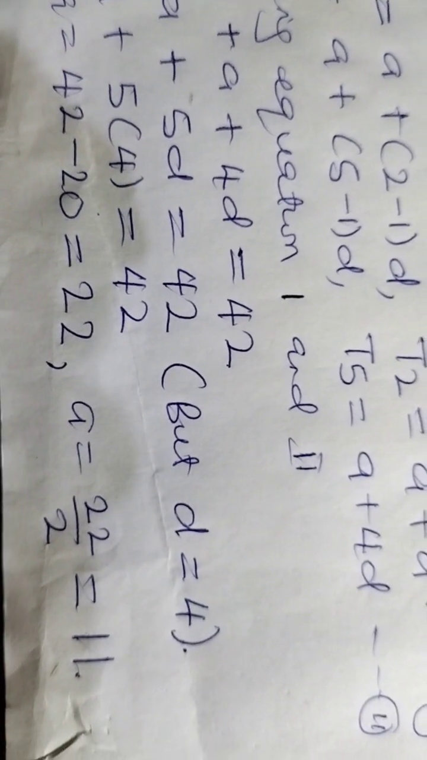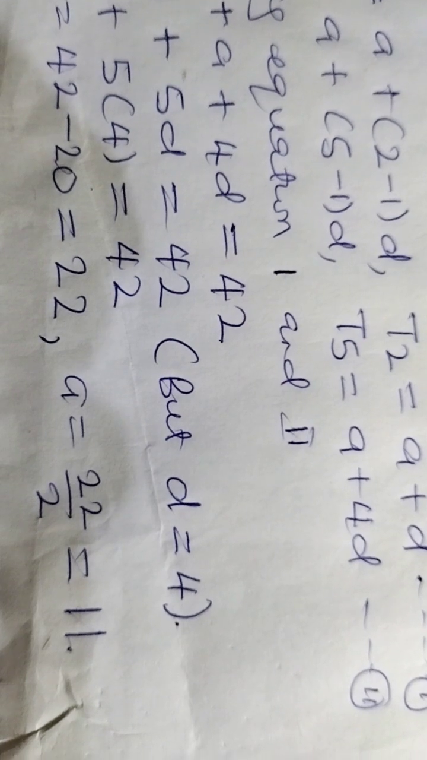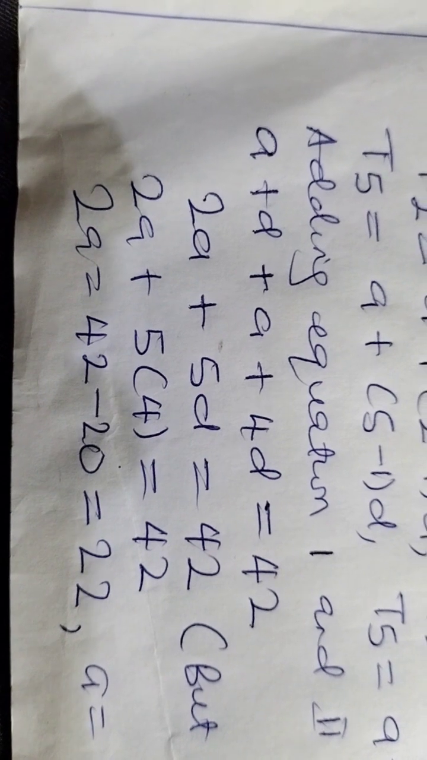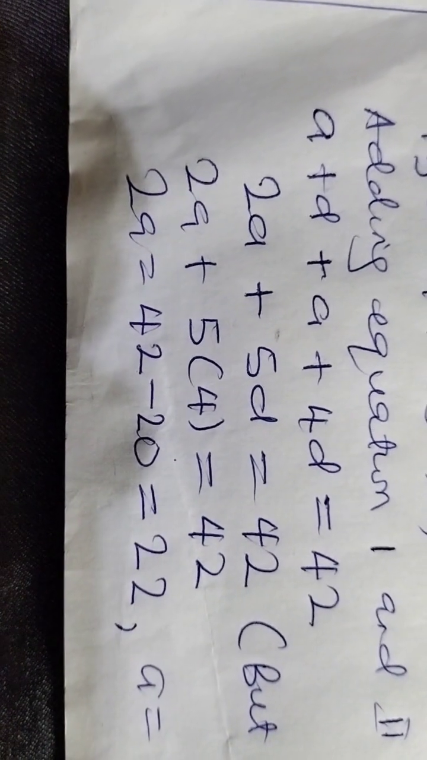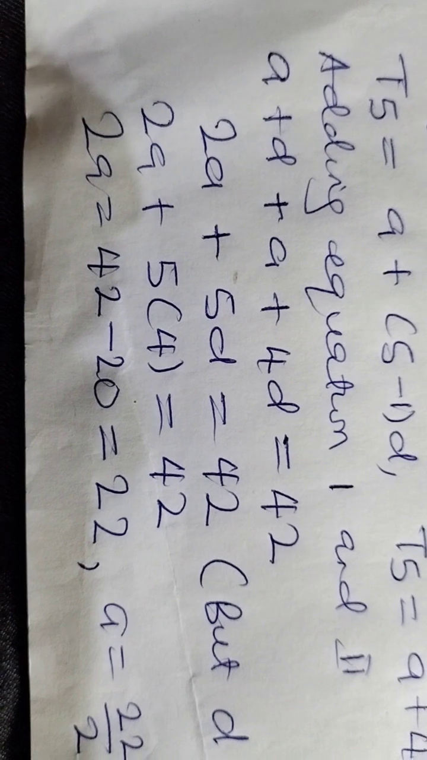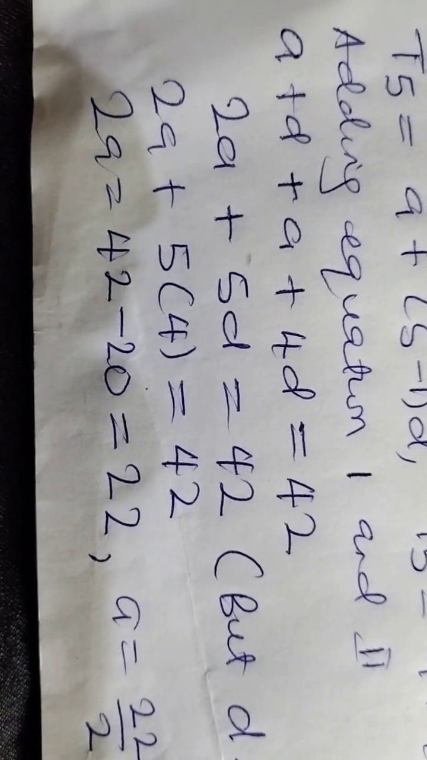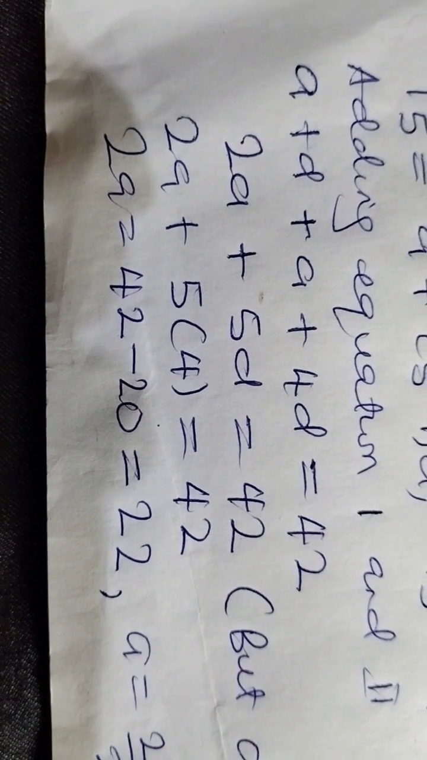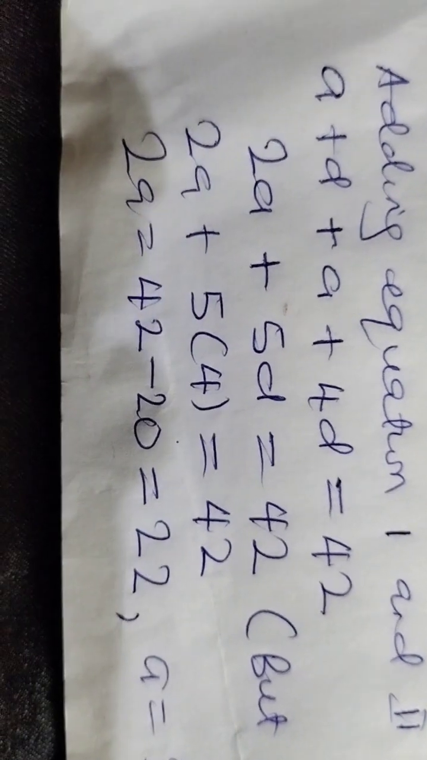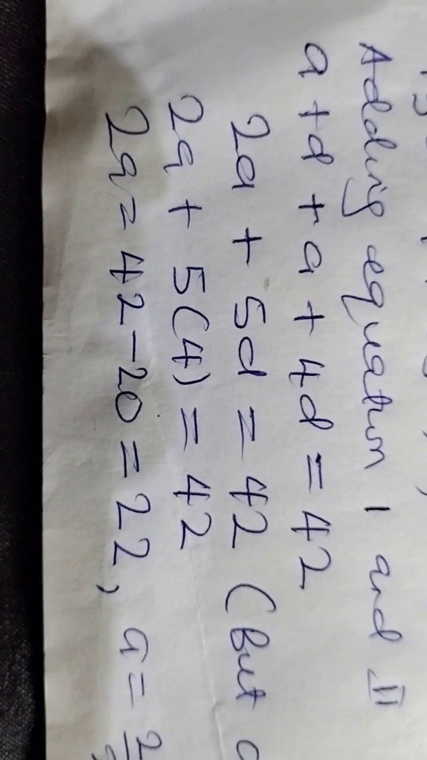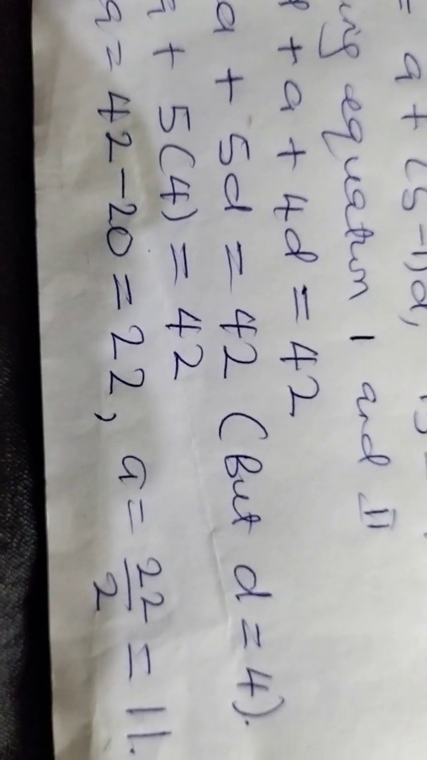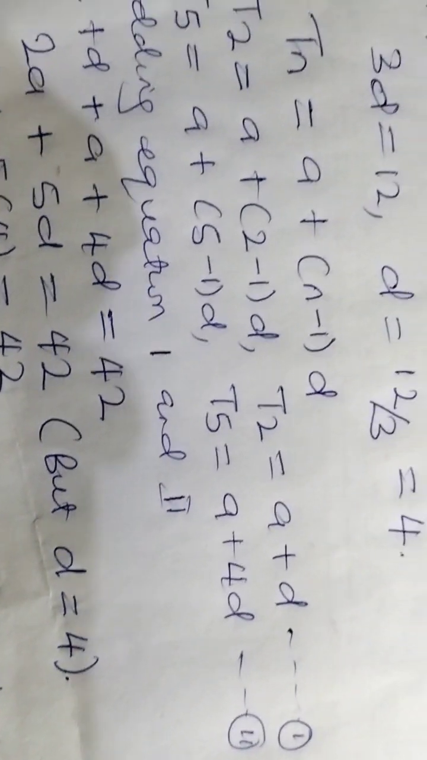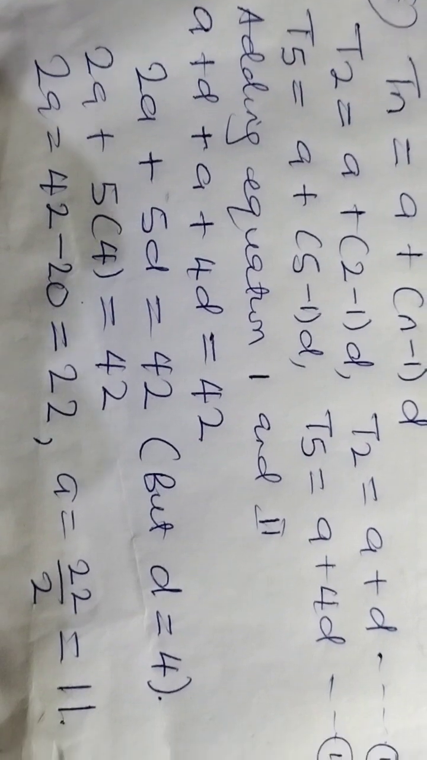But from number 1, we got our D as 4. So we'll now substitute D with 4. We'll now have, on the second line, 2A plus 5 times 4 equal to 42. Then 2A equal to, collecting like terms, because 5 times 4 is 20, 2A equal to 42 minus 20, which gives us 22. Then A becomes 22 over 2. That will give us 11. So that is the solution to this problem.